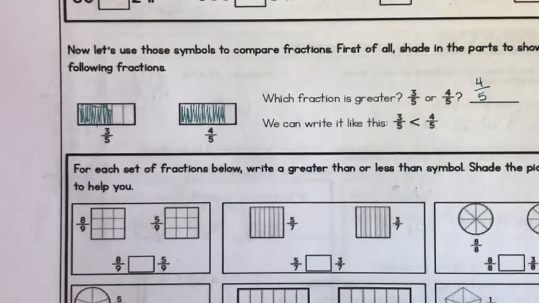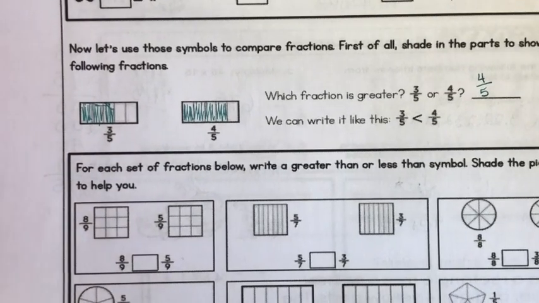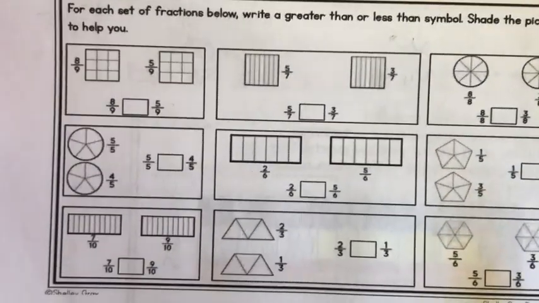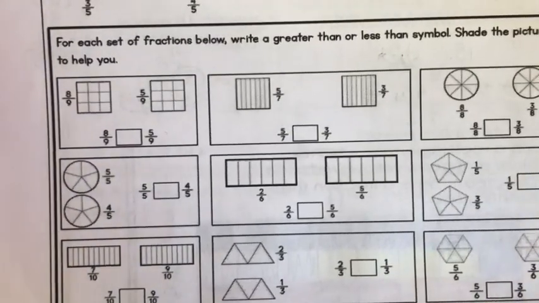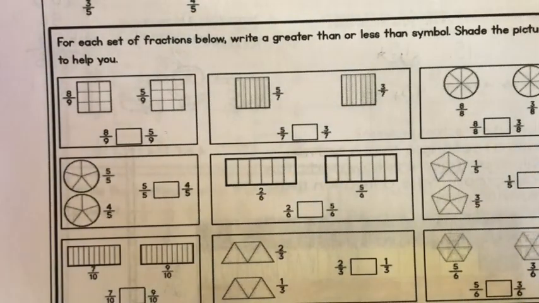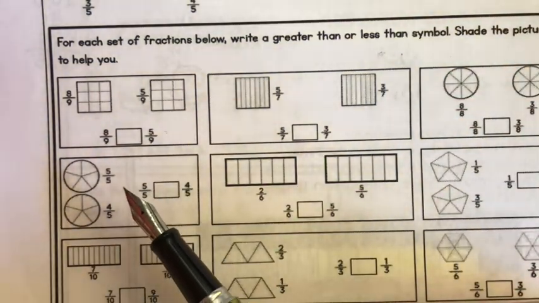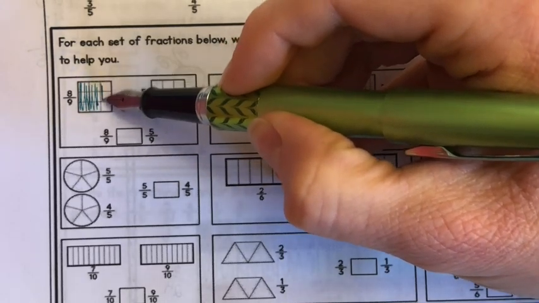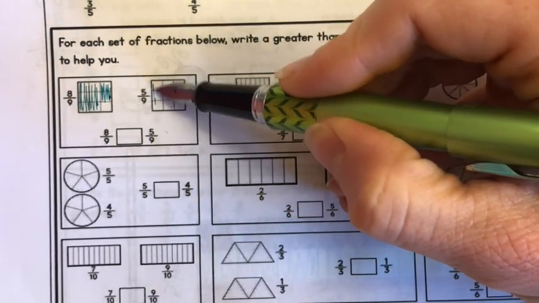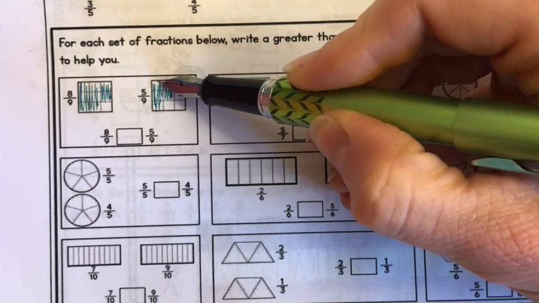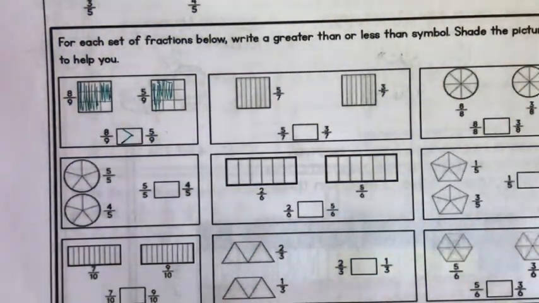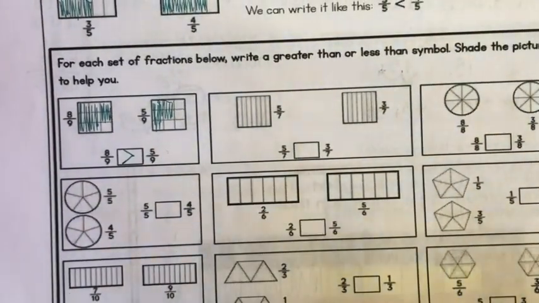Now, for each set of fractions below, write a greater than or less than symbol. Shade the pictures to help you. So looking here, I have lots of different symbols here. For each set of fractions below, write a greater than or less than symbol. So I am going to look at this, 8/9. So let's shade it in. There we go, or 5/9. Well, I can clearly see that 8/9 is greater than 5/9, or 5/9 is less than 8/9.